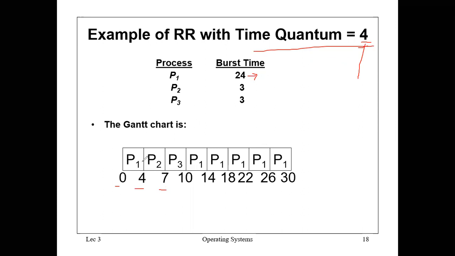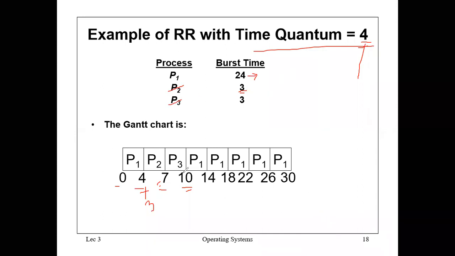So it worked for 4 seconds, and after that, P2 came. As you can see, P2 only needs 3 seconds. So it took the CPU at the 4th second, and at 4 plus 3, the 7th second, it leaves the CPU because it is done. At the 7th second, P3 took the CPU, and after 3 seconds, P3 is also done. So at the 10th second, P3 leaves the CPU. So P2 and P3 are done.